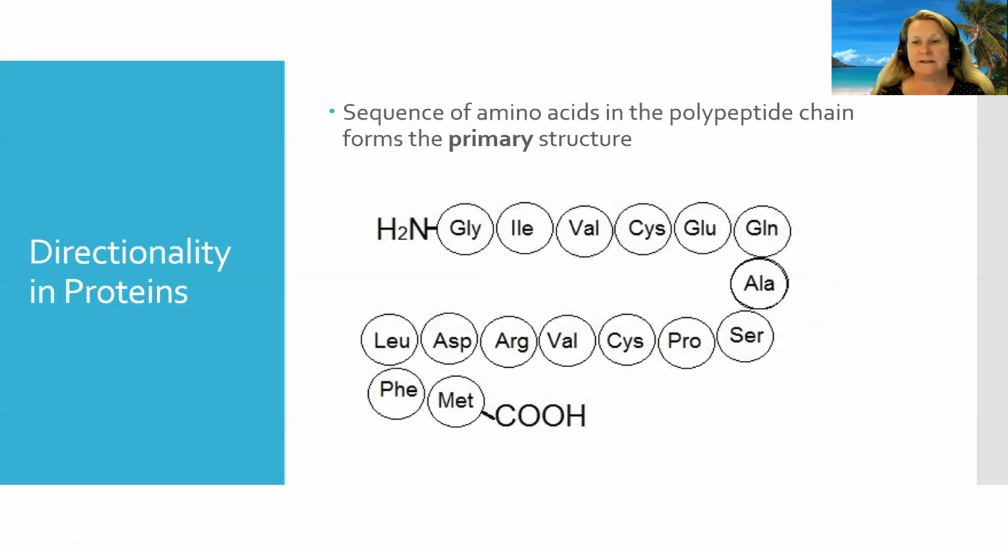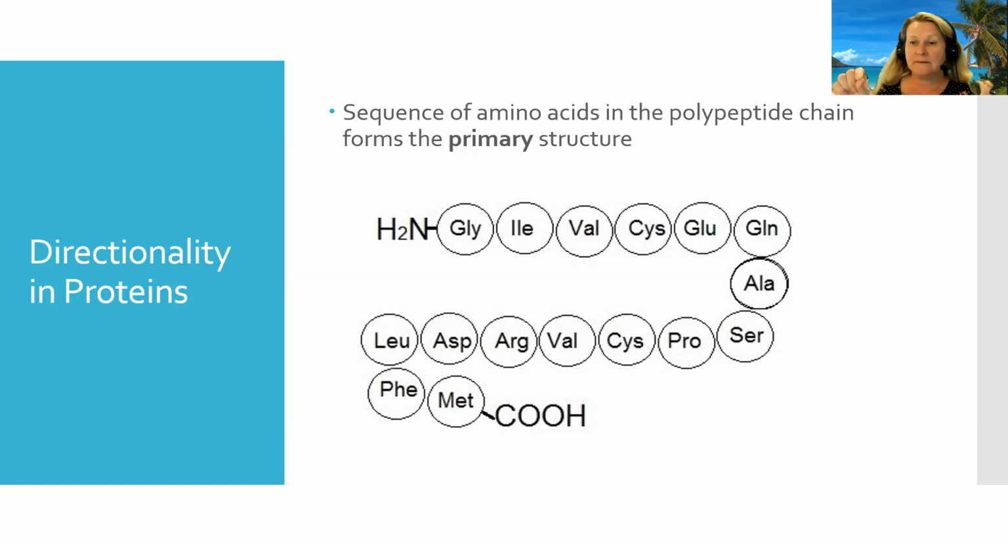Now, let's go a little bit deeper into the structure of proteins. Proteins have 4 different levels of structure. The first one is called primary structure, and primary structure is simply the sequence of amino acids in the polypeptide chain. You can determine the primary structure simply from the DNA sequence of the gene, right? You just look up the codons in the codon chart, and you know what the primary structure or the amino acid sequence is going to be.